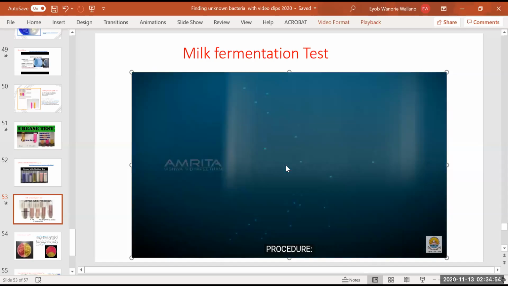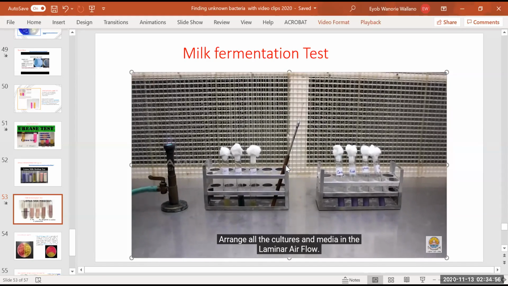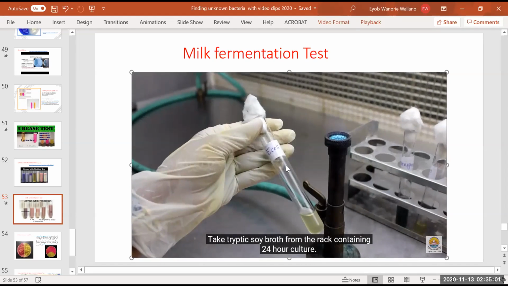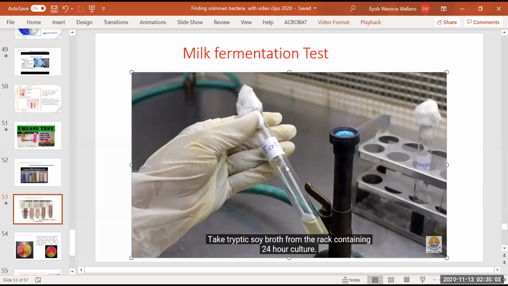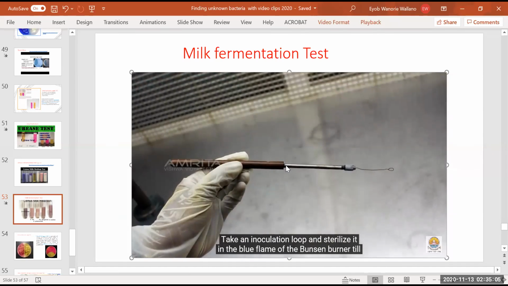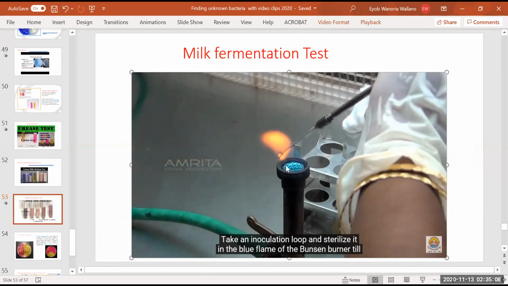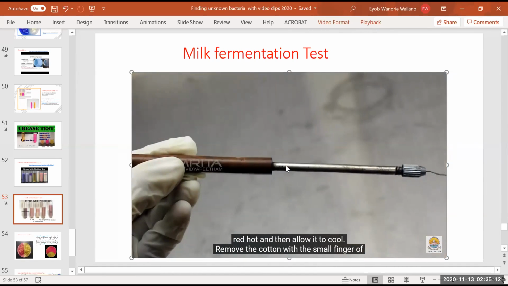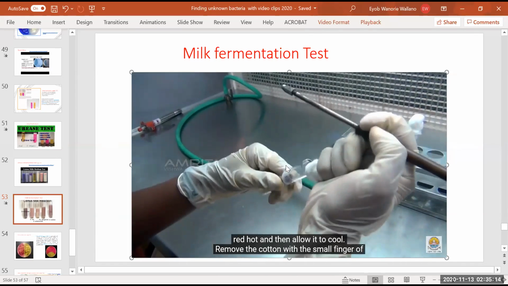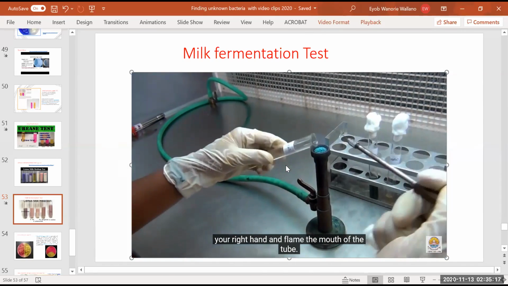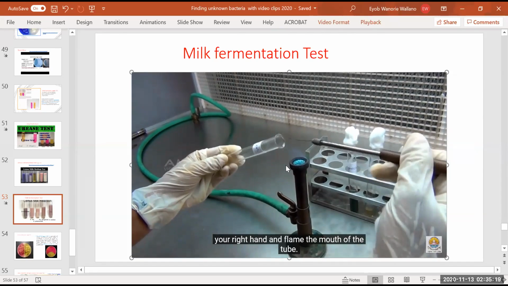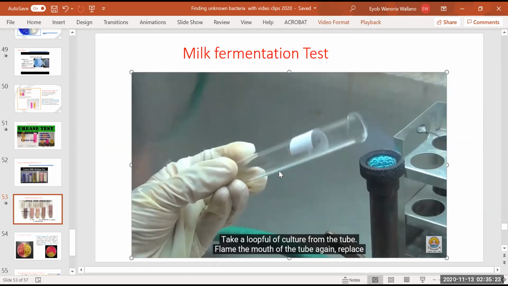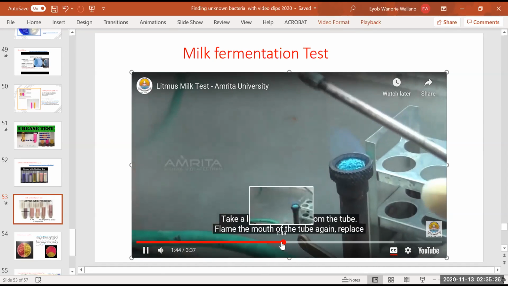Procedure: arrange all the cultures and media in the laminar airflow. Take tryptic soy broth from the rack containing the 24-hour culture. Take an inoculation loop and sterilize it in the blue flame of the Bunsen burner till red hot, and then allow it to cool. Remove the cotton with the small finger of your right hand and flame the mouth of the tube. Take a loopful of culture from the tube. Flame the mouth of the tube again.